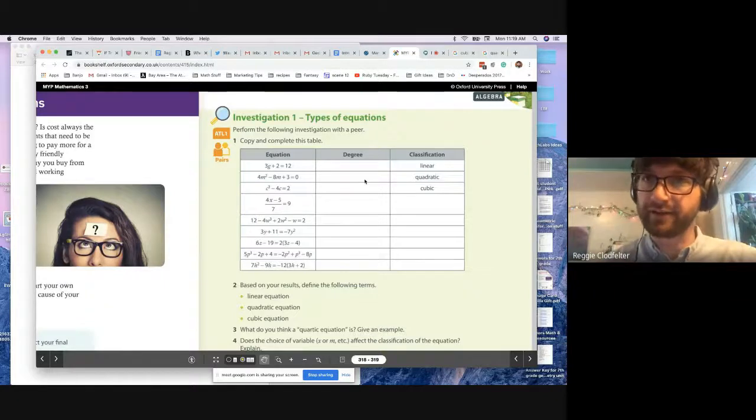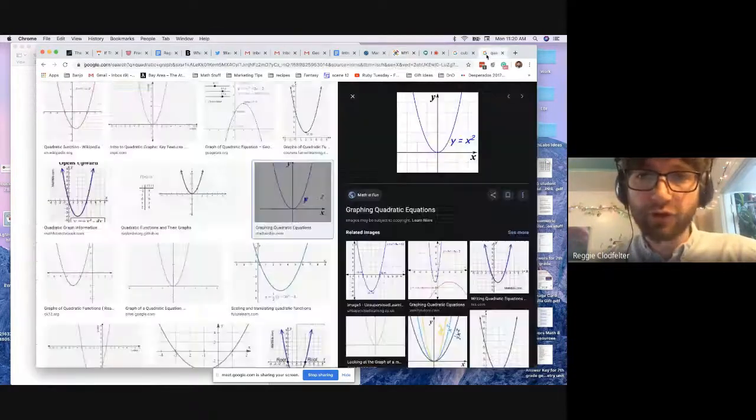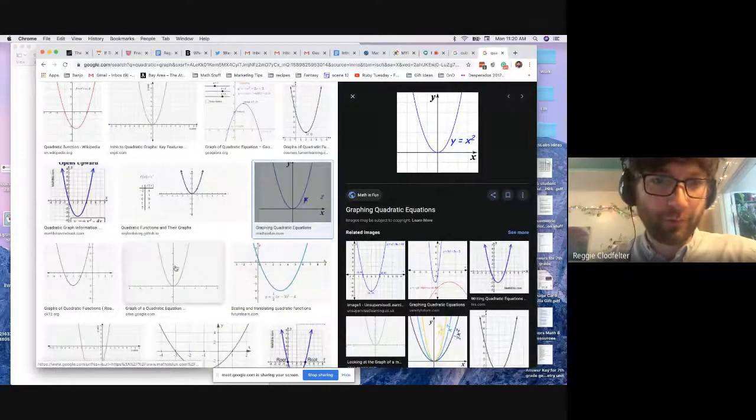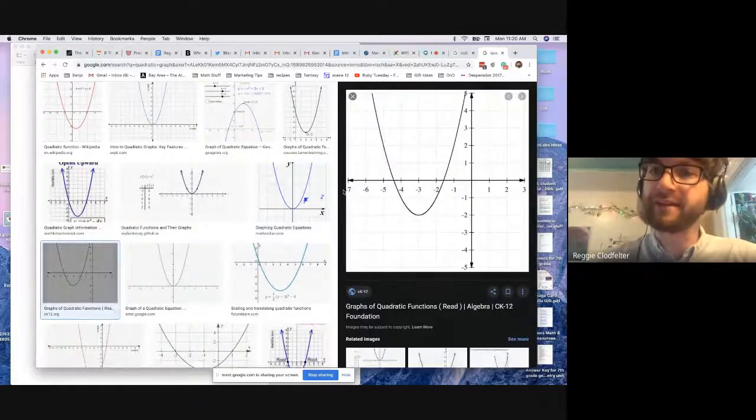Now, normally, two lines will only intersect in one place, right? If they intersect at all. If they're parallel lines, they won't. But they'll only intersect in one place. If I were to draw a straight line through a parabola, how many places would it intersect?